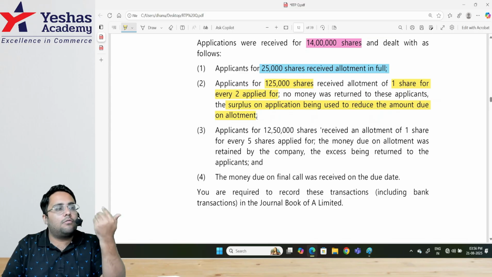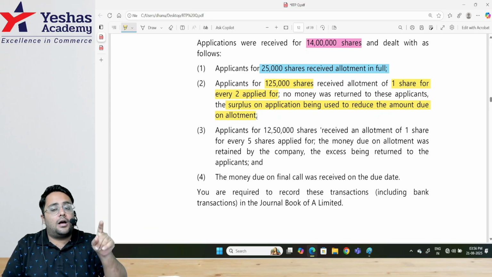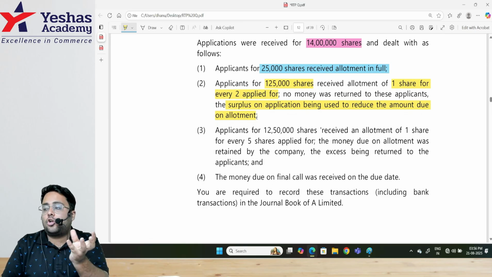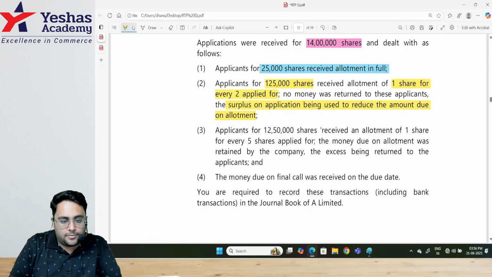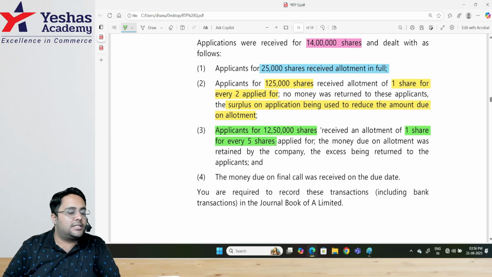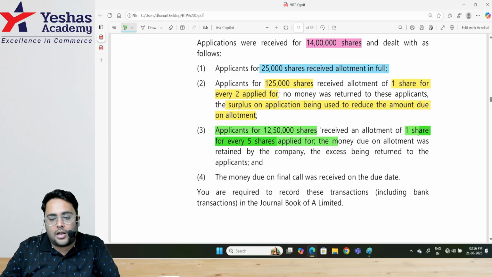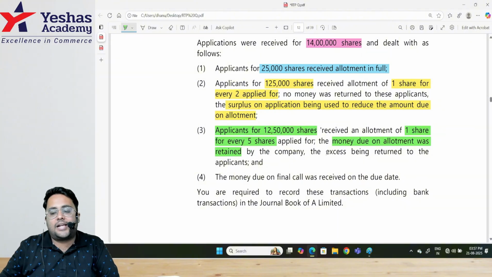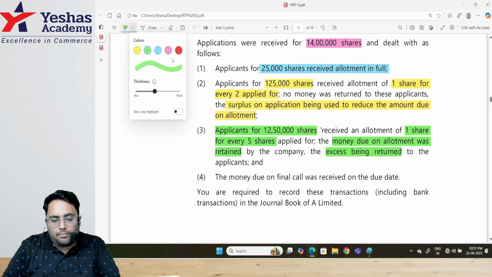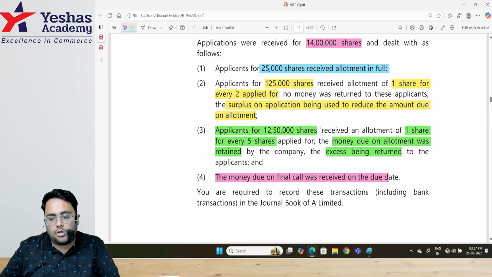First category, blue color, full allotment. Second category, yellow color, 1,25,000 applicants got 1 share for every 2 applied. No money was refunded. Extra money was used for your allotment stage. Applicants for 12,50,000 shares received allotment of 1 share for every 5 shares applied for. Money due on allotment was retained and the excess being returned to the applicants. Final call money was received on the due date. You are required to record these transactions in the books of A Limited.